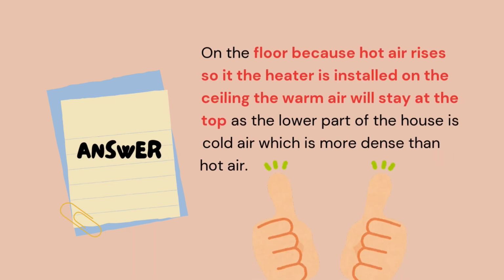Answer: on the floor, because hot air rises. If the heater is installed on the ceiling, the warm air will stay at the top, which will not let your entire room fill with heat. If you install it on the lower part of the house, then the hot air will rise from the bottom to the top, making the middle part also warm.